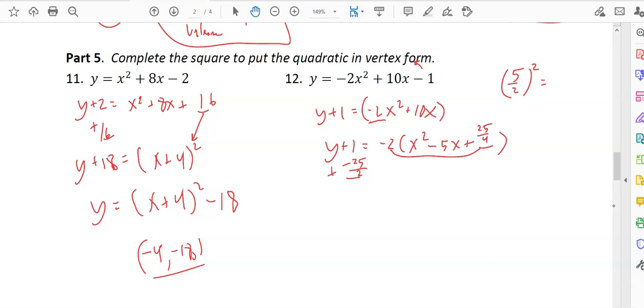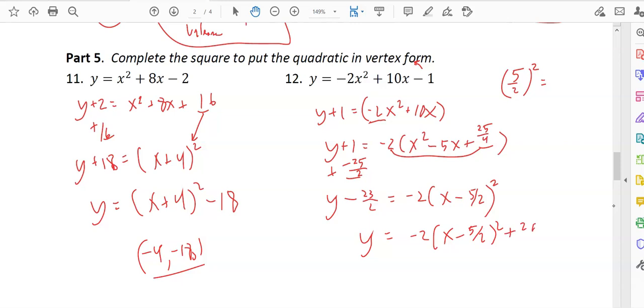So 2 over 2 plus negative 25 over 2, it's going to be y. Wow, this is not fun. Negative 23 over 2 equals negative 2. This should be a perfect square. The square root of 25 fourths is that. Last step, move it over. Y equals -2 times x minus 5/2 squared plus 23 over 2. If you ask for the vertex, it would be positive 5/2 comma 23 over 2.